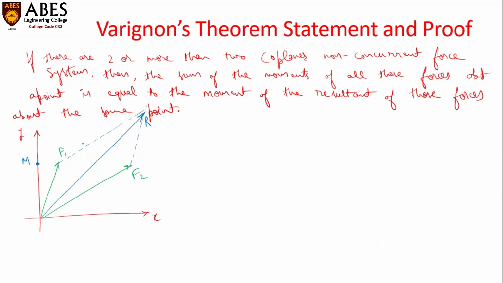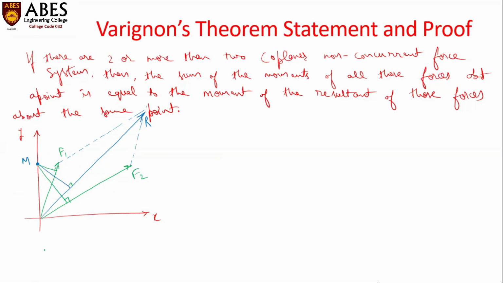Now for taking moment, what do we need to do? We need a perpendicular distance from that force, from that point about which we are taking the moment. So let's drop the perpendiculars. The first one, 90 degrees. The second one, perpendicular to the resultant. And another one, perpendicular to the force F2. All these angles are 90 degrees. So we have dropped perpendiculars on these three forces, F1, F2, and on the resultant R.